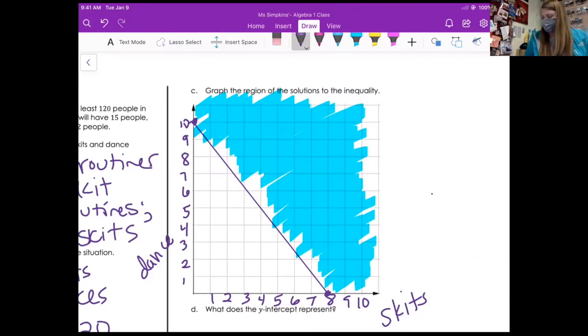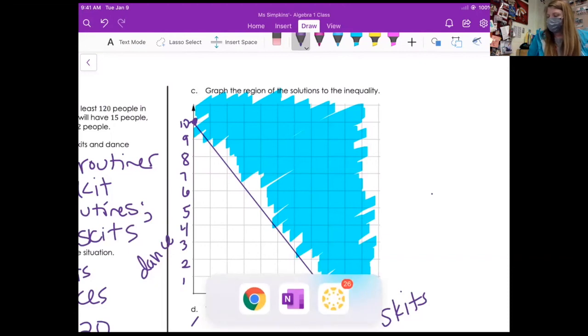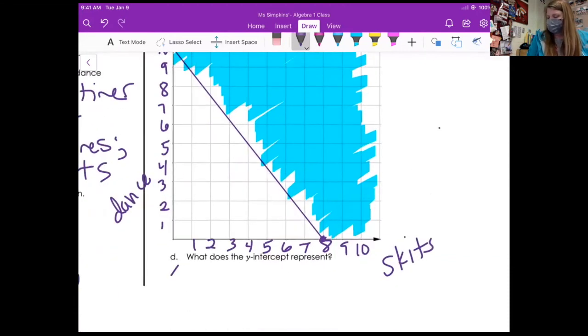Paintings are expensive. So the y-intercept represents only dance routines, no skits.